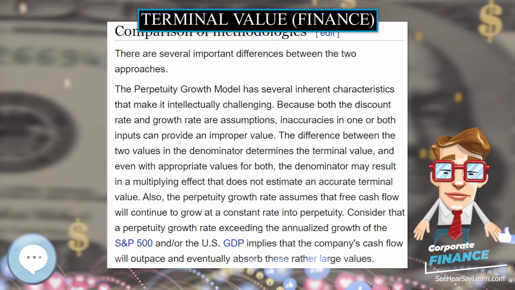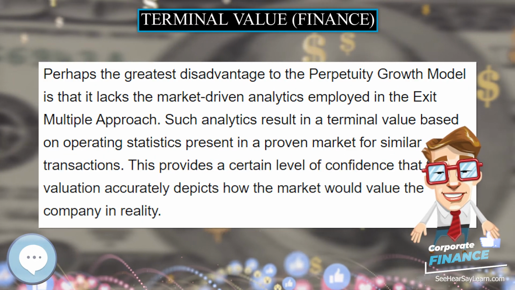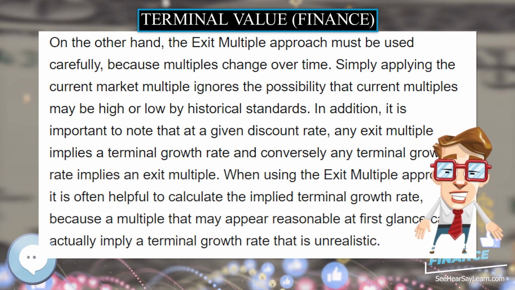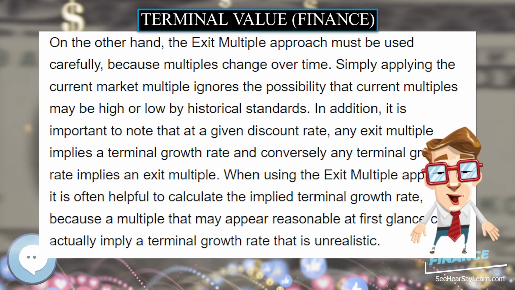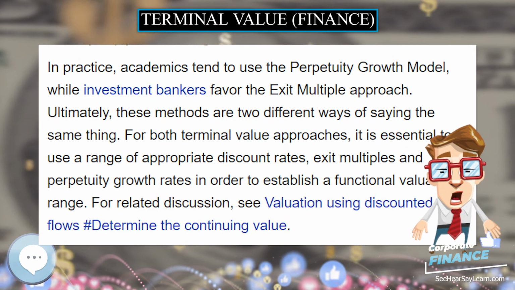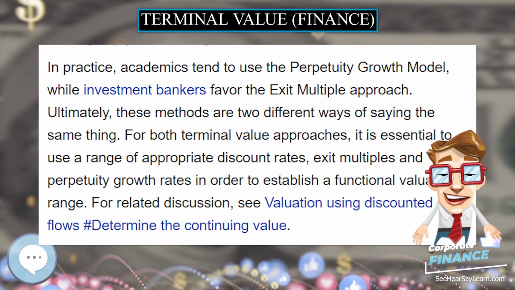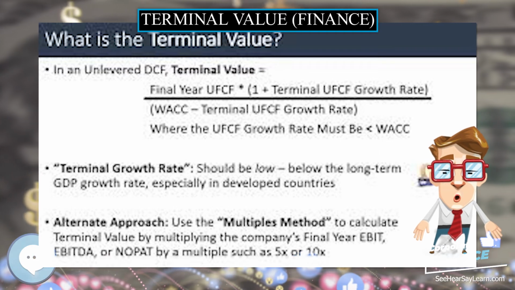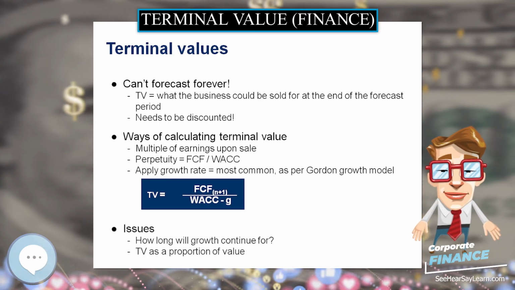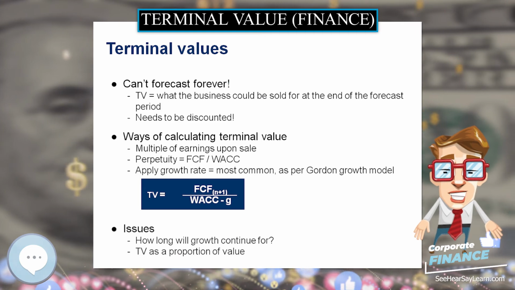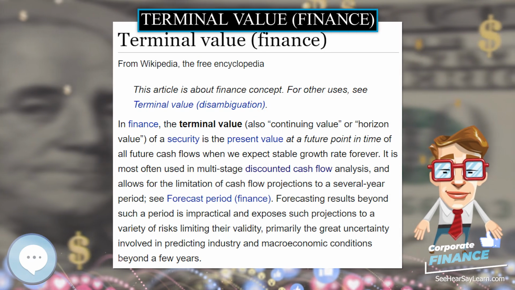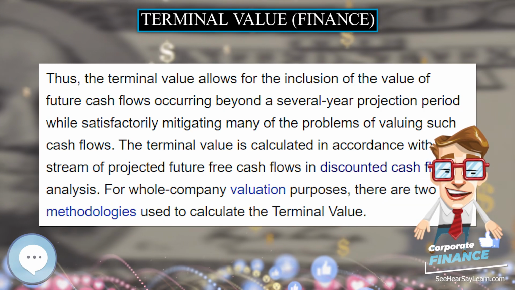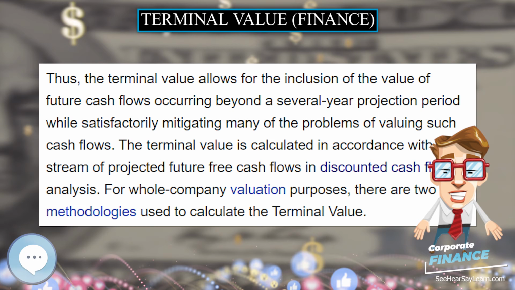In addition, it is important to note that at a given discount rate, any exit multiple implies a terminal growth rate, and conversely any terminal growth rate implies an exit multiple. When using the exit multiple approach, it is often helpful to calculate the implied terminal growth rate, because a multiple that may appear reasonable at first glance can actually imply a terminal growth rate that is unrealistic. In practice, academics tend to use the perpetuity growth model, while investment bankers favor the exit multiple approach. Ultimately, these methods are two different ways of saying the same thing.